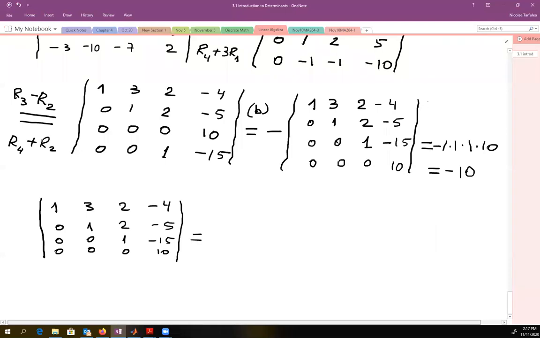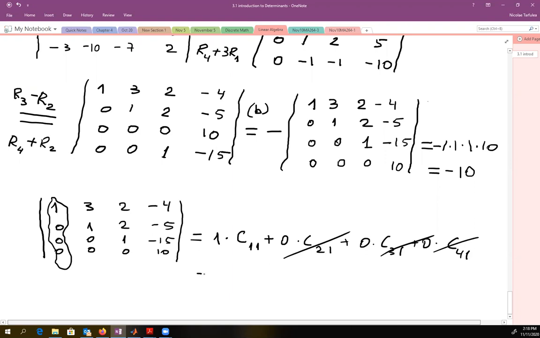If you use the definition of the determinant and expand along the first column, you have the first element, 1, multiplied by this cofactor, C11. The others are not important, because along this column all the other elements are 0: you have 0 times C21, plus 0 times C31, plus 0 times C41. These are all 0. The first one is important. So you have 1 multiplied by this determinant.